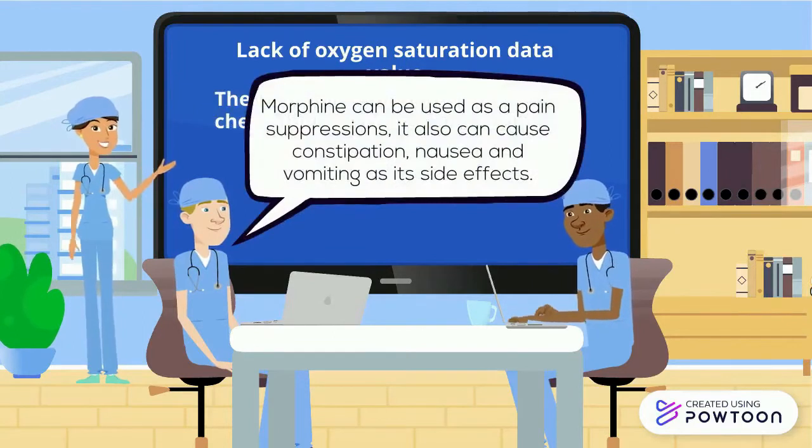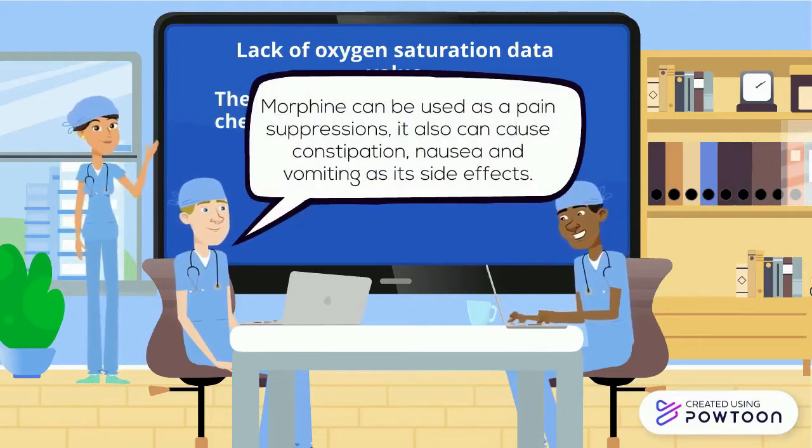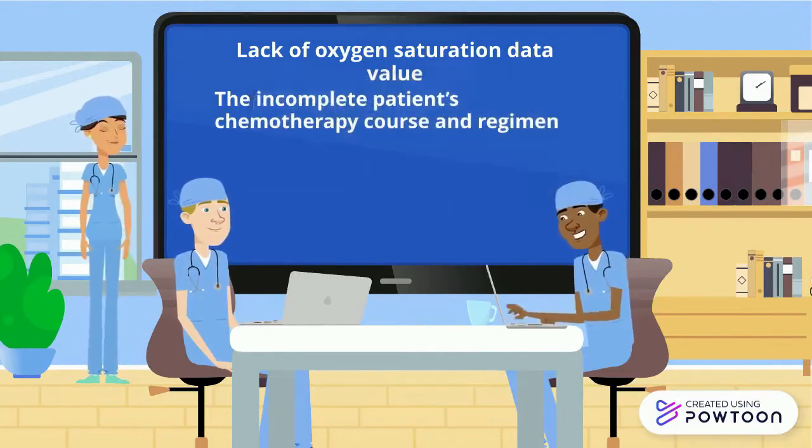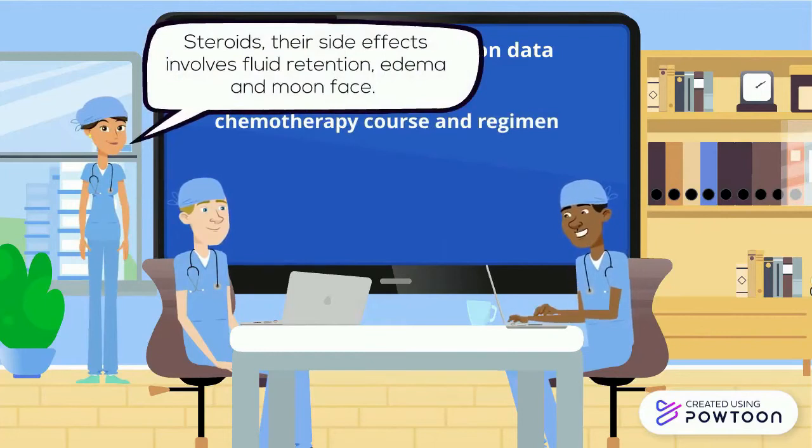Despite morphine being used as a pain suppressant, it can also cause constipation, nausea, and vomiting as its side effects. Whereas for steroids, their side effects usually involve fluid retention, edema, and moon face.